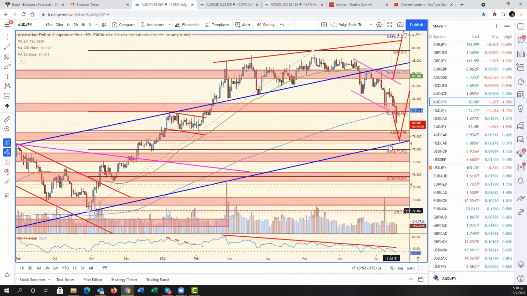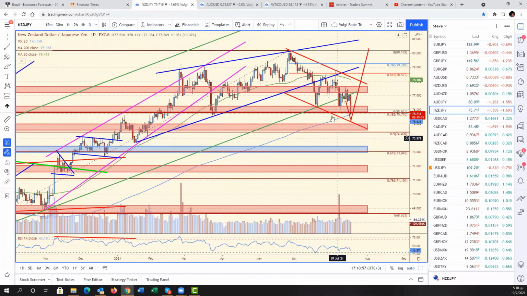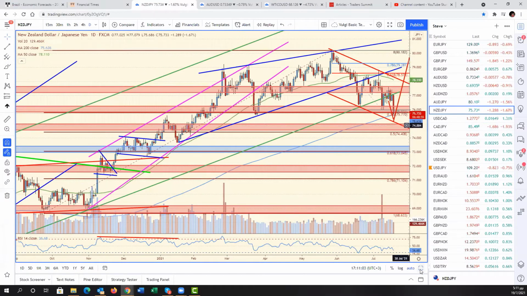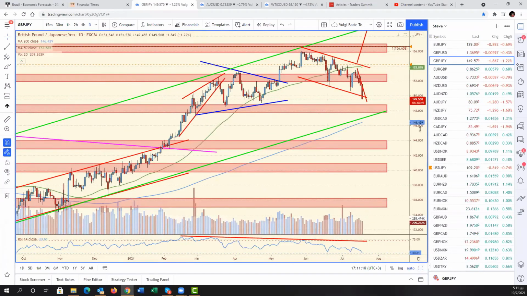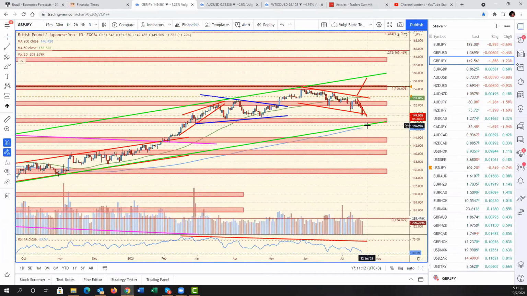Here it is, right? Quite aggressively. Here's the Kiwi yen, which hasn't broken down from this potentially corrective channel, but it's getting close to that as well. Here's the pound yen, which is currently testing the waters below this trend line support.